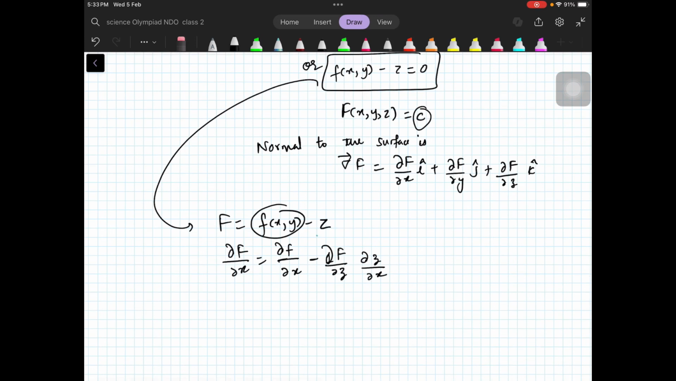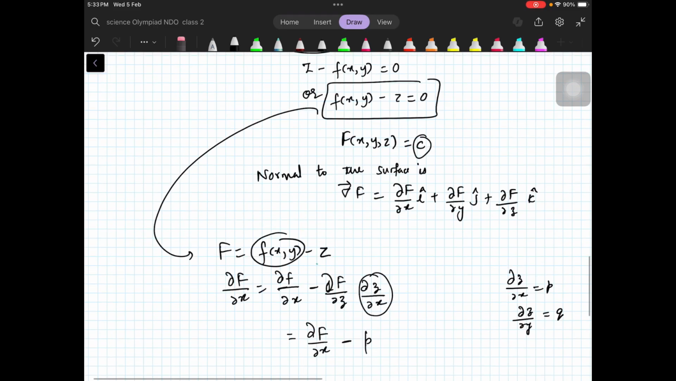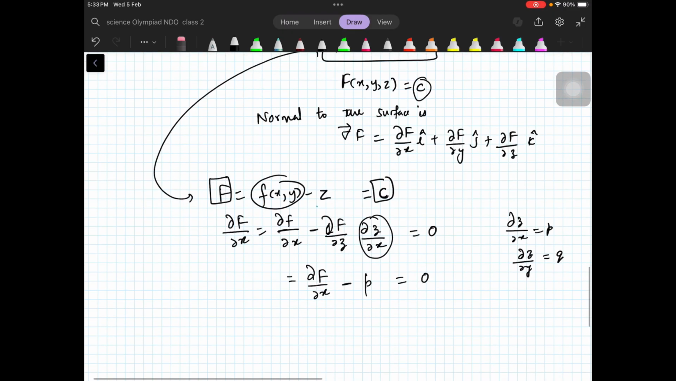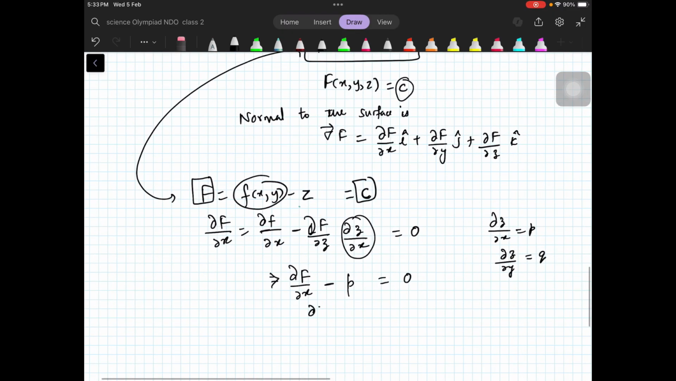So this will be equal to curly f by curly x minus, this becomes p. This is how we define it: curly z by curly x is defined as p, curly z by curly y is defined as q. And F was equal to c, so if I differentiate the right hand side, I'll get a 0. So what I get from here is that curly F by curly x is p.